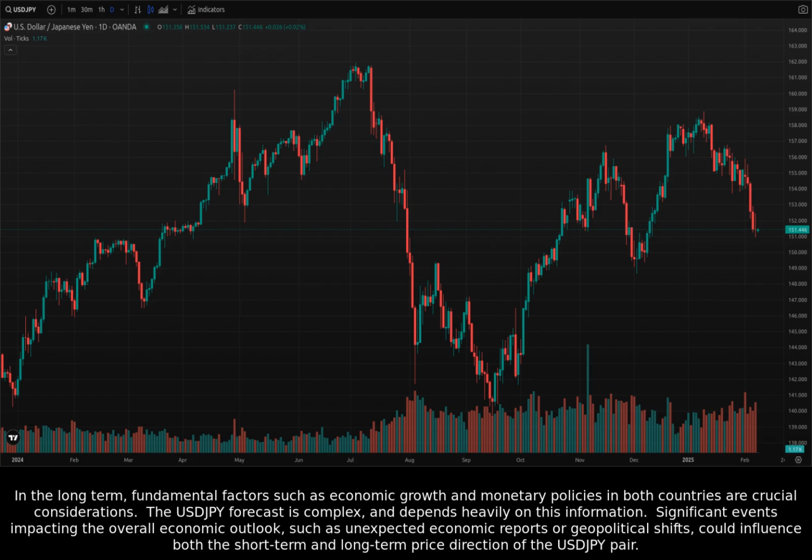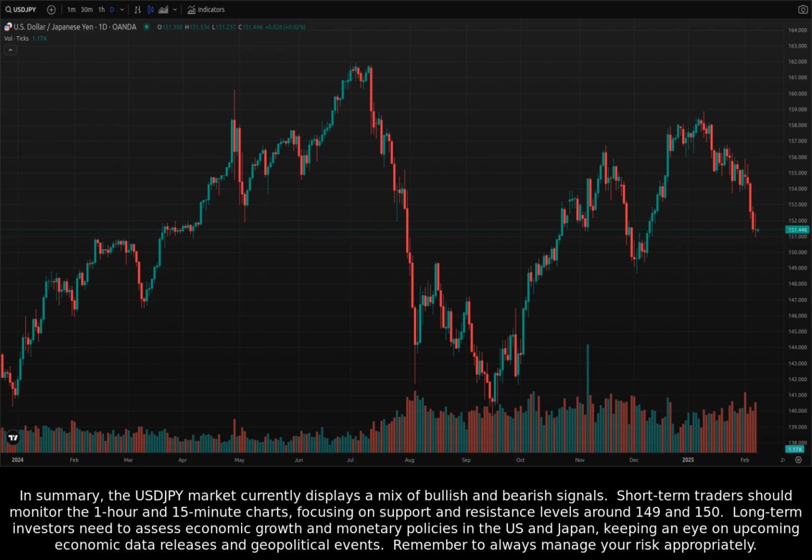Significant events impacting the overall economic outlook, such as unexpected economic reports or geopolitical shifts, could influence both the short-term and long-term price direction of the USDJPY pair. In summary, the USDJPY market currently displays a mix of bullish and bearish signals. Short-term traders should monitor the 1-hour and 15-minute charts, focusing on support and resistance levels around 149 and 150.